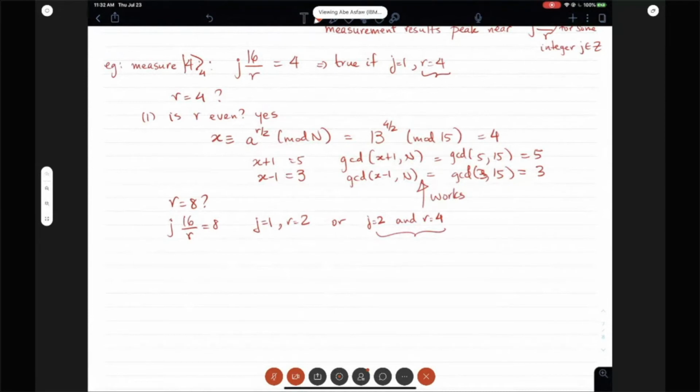If j is 1 and r equals 2, let me show you what happens. X is going to be 13 to the power of 1, so that's r over 2, 2 over 2, modulo 15. That's going to be 2. And x plus 1 and x minus 1 are 3 and 1. The GCD of 3 and 15 is 3, and the GCD of 1 and 15 is just 1. So this one leads you to a partial solution.